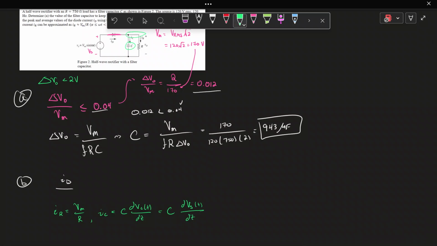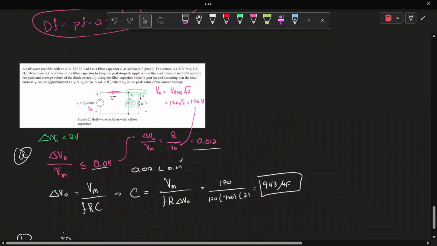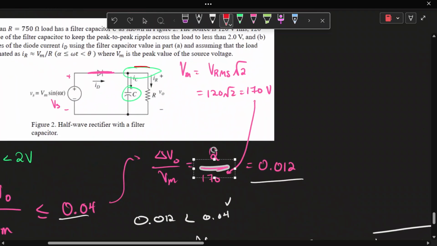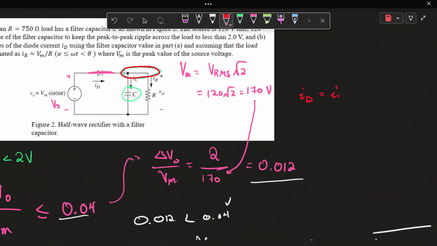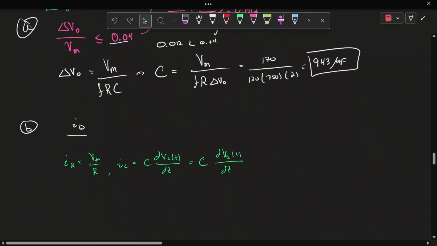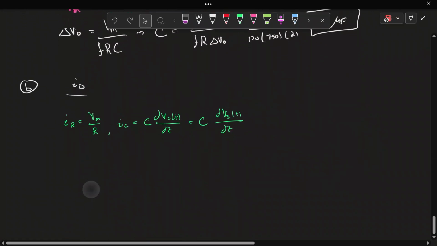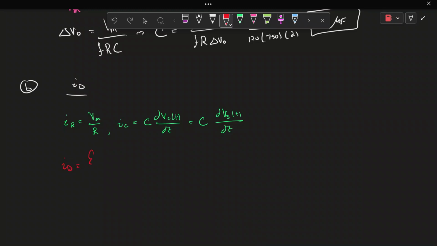But we have IR and IC. What do we know about ID? If we do a KCL at this node that we have highlighted here, ID is going to be equal to IR plus IC. Using this relationship, and since we know what IR and IC are, we can solve for this pretty quickly. ID is equal to IR plus IC, and it's going to be 0 elsewhere.